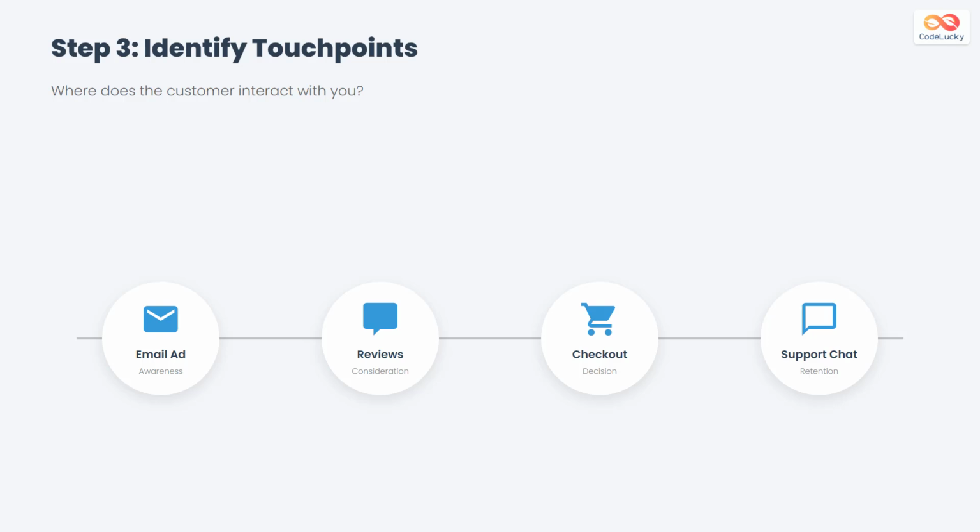Step 3 is identifying touch points. These are the specific places where interaction happens. During the awareness stage, this might be an email ad. During consideration, they might read online reviews. At decision, they are on your checkout page. And during retention, they might be talking to your support chat. We need to list all of these out.